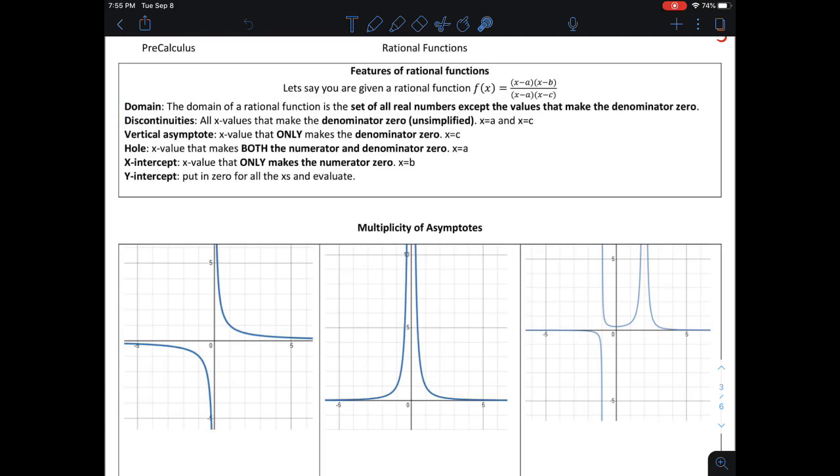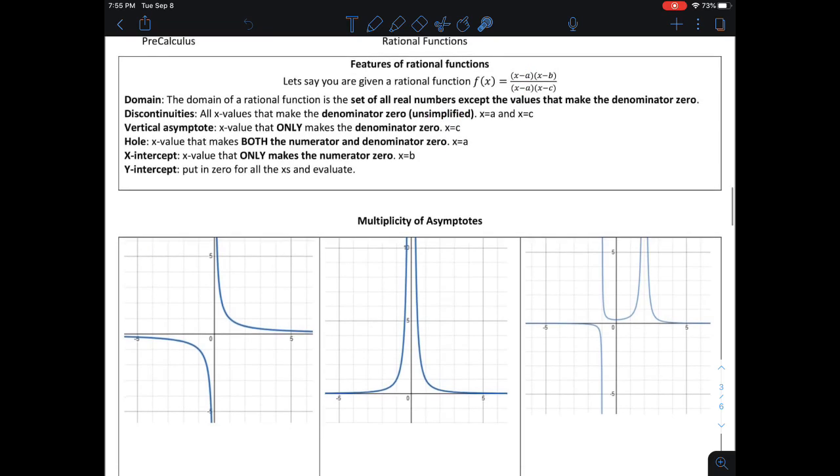Discontinuities are any values of x that will make the denominator equal to 0. And if I'm looking at this generic problem that I wrote up here, the numbers that make the denominator 0 are x equals a and x equals c. Now notice I have it unsimplified here because even though we can cancel out the x minus a's, the x value of a will still make the denominator of the original problem equal 0, so it's listed as a discontinuity.